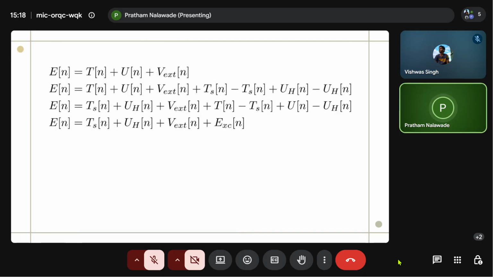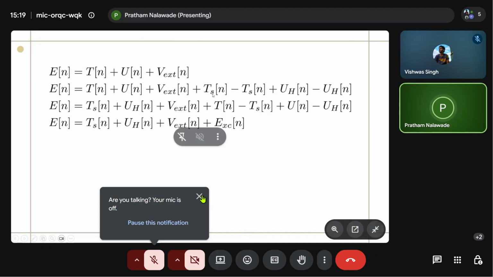So this is where the jugaad comes in to try to fit in our exchange energy as well as our correlation energy. So you see here, this is my exact energy. The first terms you see are T of n, U of n, V external of n, and this is my exact energy.